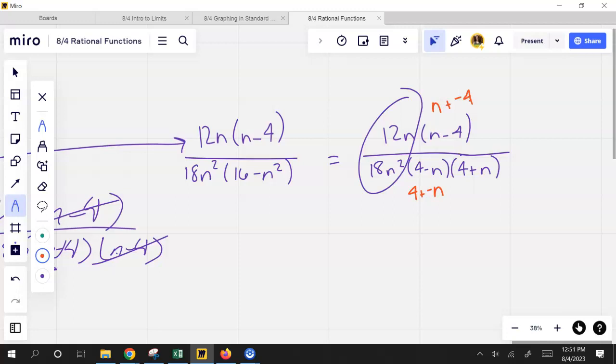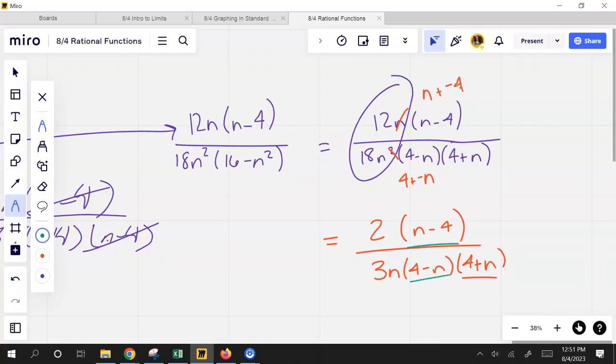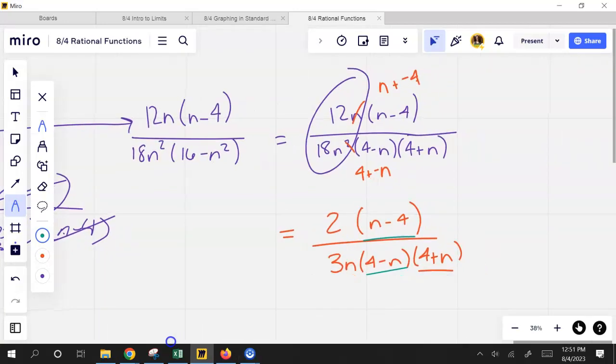All right. First thing I'm going to do is simplify the 12n and the 18n squared. I know one of the n's will cancel. And I know I can divide both of those values by 6, yes? All right. So it leaves me with 2 times n minus 4 over 3n, 4 minus n, 4 plus n. This one I could rewrite as n plus 4, no problem, right? Because addition is commutative. I can do it in any order. But the problem here, if I try to simplify these, is that every sign is different for both of them. Do you agree with that? Here, n is positive, n is negative. 4 is negative, 4 is positive.